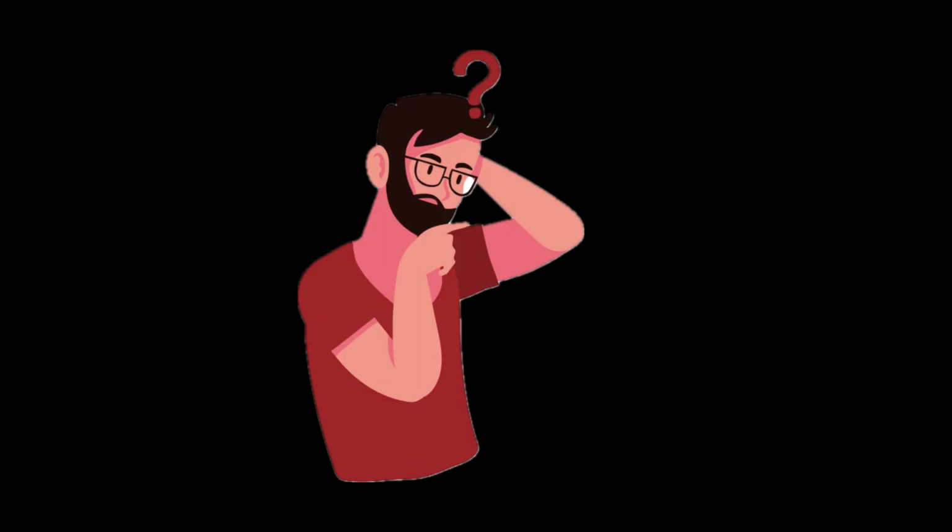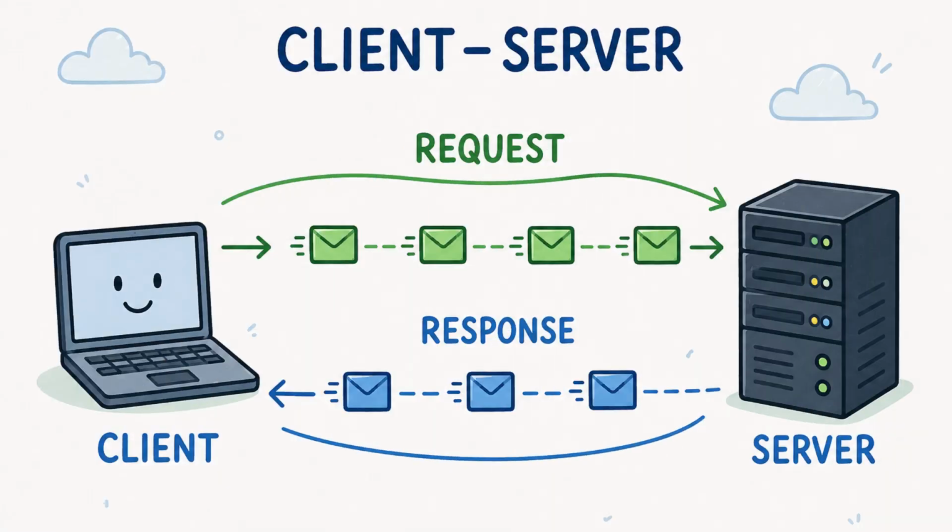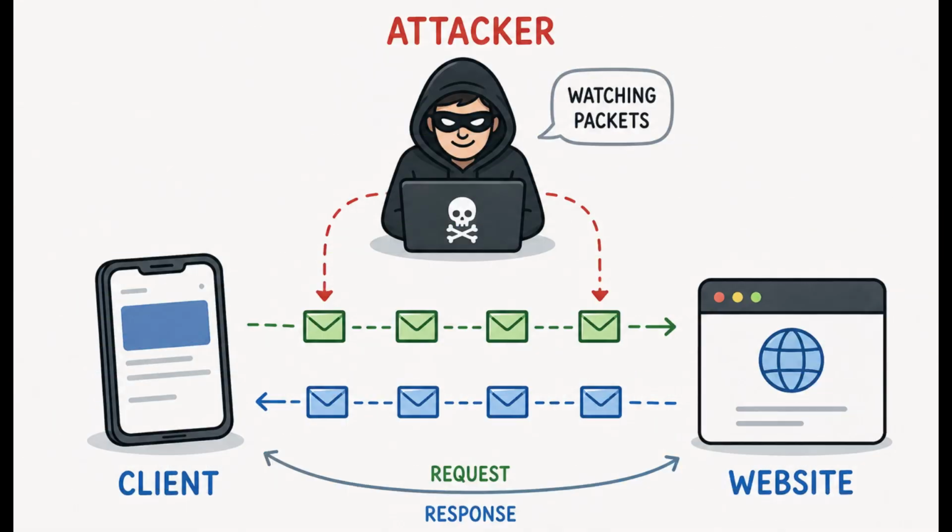Now, let's understand who sent these packets. Most of the internet works on the client-server model, where, for example, the client is your phone, your laptop, or even your browser, and the server is something like a website you want to connect to, an API, or a backend system. So when you open a website, the client sends the request, and the server sends the response. And this back and forth is all packets. Now, if an attacker can see this conversation, they can learn a lot, even without hacking.